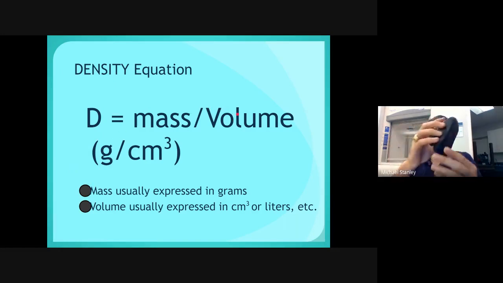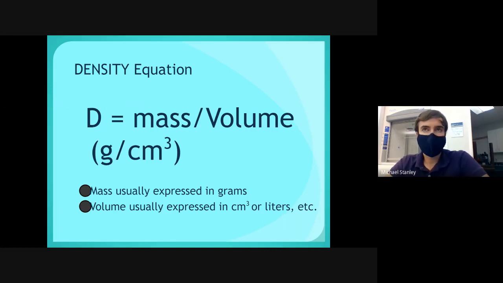Finding volume for something shaped like this is a little bit trickier. One method is to fill up a measuring cup with water and then drop this in there and see how much higher the water goes. That will tell you in milliliters what the volume of your object is. But regardless, you can relatively easily measure the mass and slightly less easily measure the volume and use that to figure out your density.